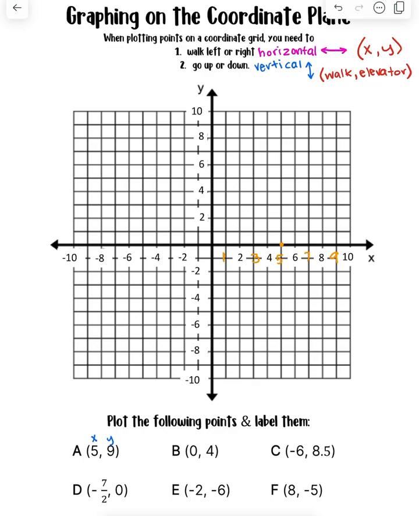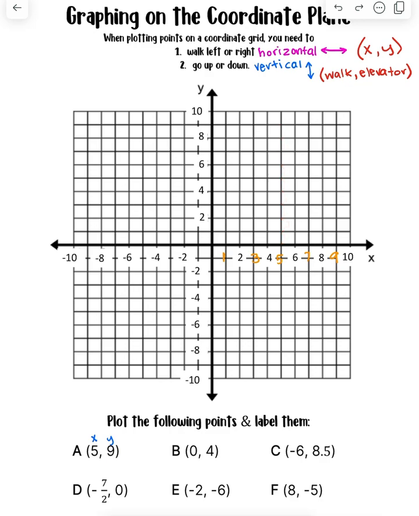I then have to get in my elevator. So if I am at 5 and I go in my elevator, my elevator has to go up because it's a positive 9. So I'm going to go up 1, 2, 3, 4, 5, 6, 7, 8, 9. And notice I was counting those boxes. So every box is 1. So this is 1, 2, 3, 4, 5, 6, 7, 8, 9.